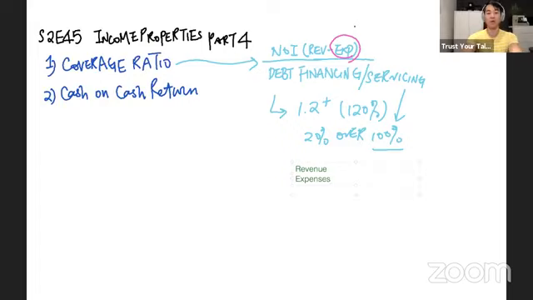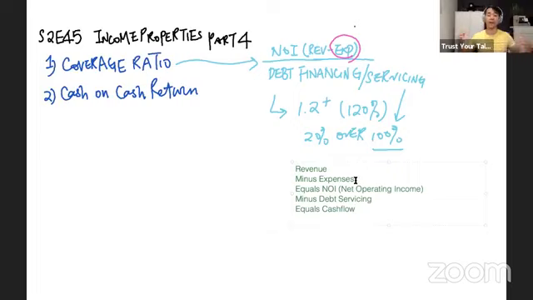So just remember, revenue minus expenses equals your NOI, which is net operating income, and then minus your debt servicing, and that equals your cash flow. Depending on how you're doing this formula, this could be an annualized figure, or it could be a monthly figure. In this particular case though, lenders typically look for an annualized figure anyway. So that is the coverage ratio.